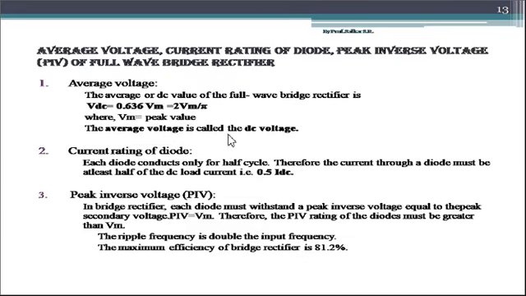So these are again the 3 terms related to the full wave bridge rectifier. Average voltage is the same as that of the full wave center tap, that is 0.636 Vm, that is 2 Vm by pi. Current rating of full wave center tap and bridge is the same, that is 0.5 IDC. Peak inverse voltage here is only Vm, and the efficiency of the bridge rectifier is 81.2%. So this was all regarding the bridge wave rectifier.